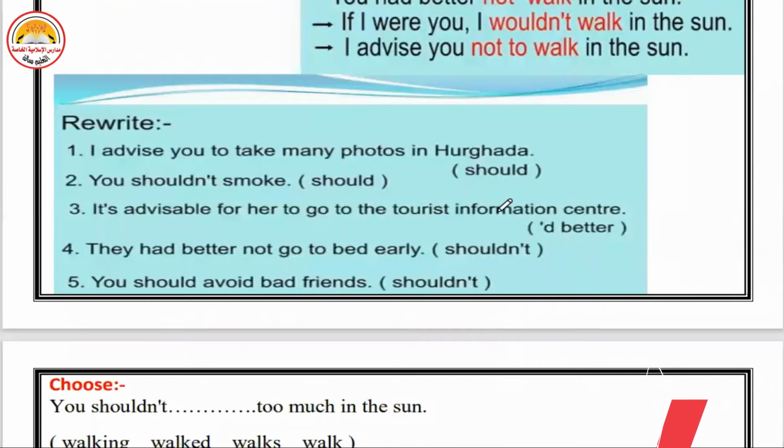Okay, number two, you shouldn't smoke. Use should. And pay attention for this example, okay? You shouldn't smoke. Use should. Okay, Marwan, can you answer? Okay, thank you, Marwan. Okay, Hamdi. You should stop smoking. Very good. You should stop smoking. Okay, Marwan, he used stop smoking to give the same meaning of this sentence.